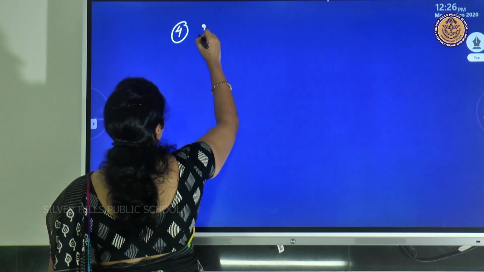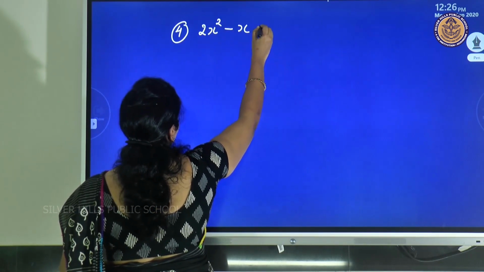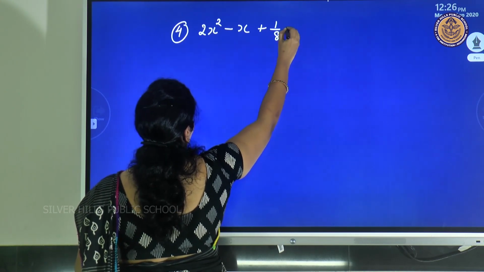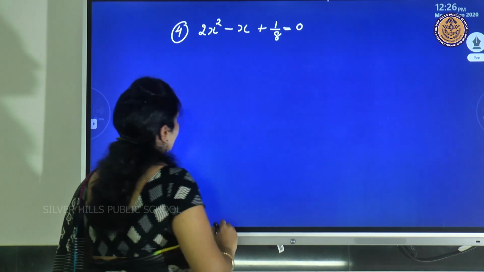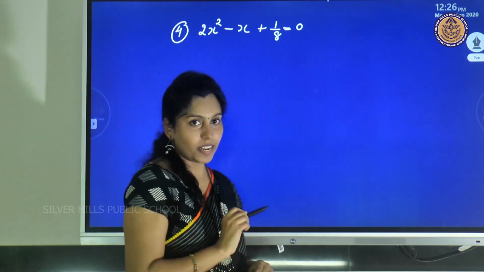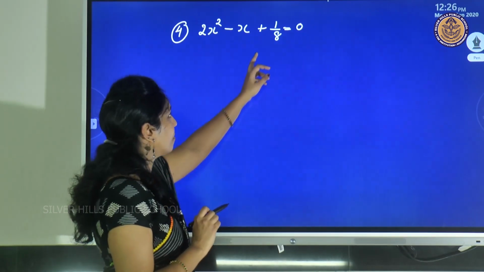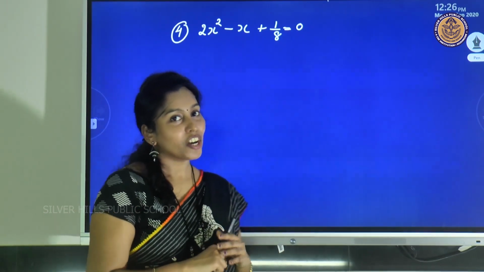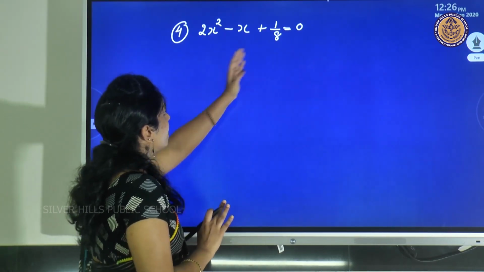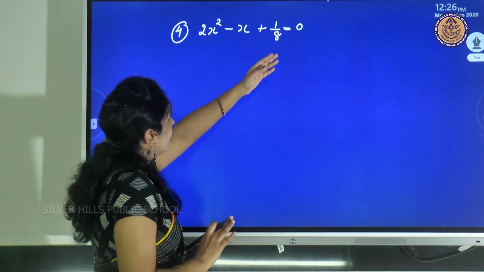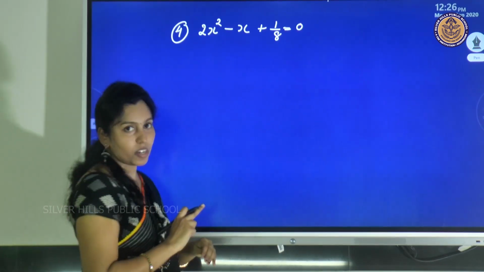Factorize 2x square minus x plus 1 by 8 is equal to 0. So, you have a fraction coming there as a constant term, but the method is the same. What we can do is multiply with 8 throughout and then convert this original question.